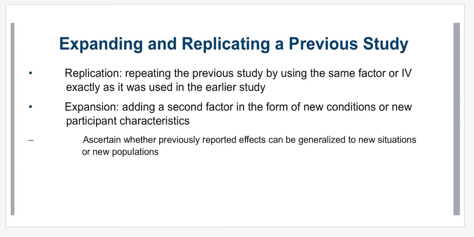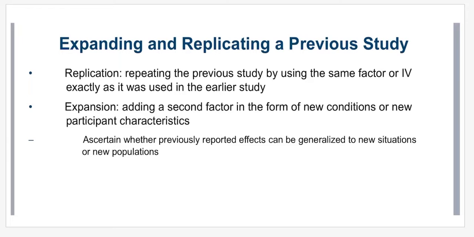The specific application is going to be able to show us whether the reported effects or the results from the previous study can be generalized to different situations or different contexts or different conditions, or also to different populations. Because if that second factor is different conditions, then you're going to be able to see if you get the same relationship or the same results. If you use several different types of participants, then that's going to tell you about being able to apply those same results to new populations, right?